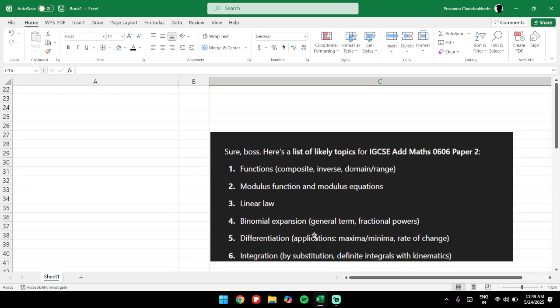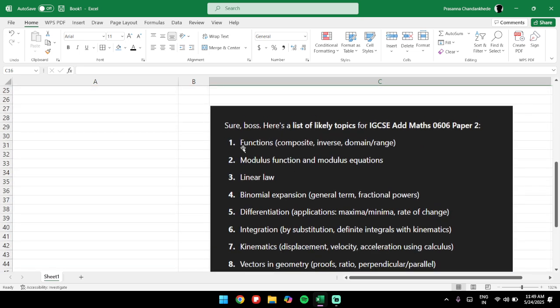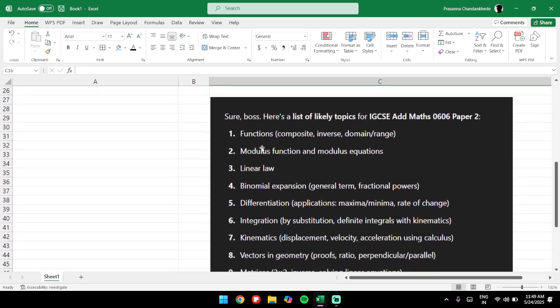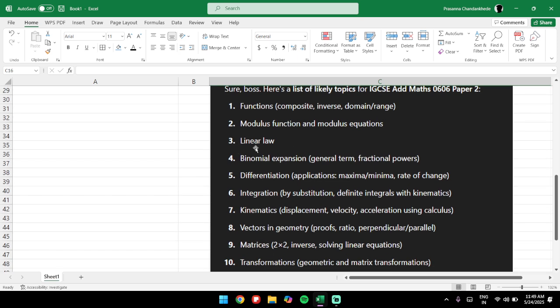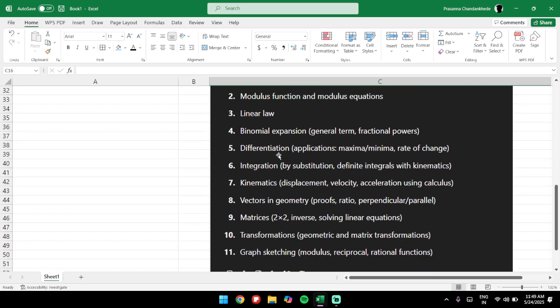Now, these are the predicted topics given to us by our teacher. But I asked ChatGPT as well, and then it gave us this. Because you can see functions could definitely come. Now, we could get modulus function and modulus equations as well, because I didn't see this in our paper, but I saw it in variant 2, I think. Linear law could also come. This is something we missed. Binomial expansion, definitely. Differentiation, rate of change, maxima, minima.